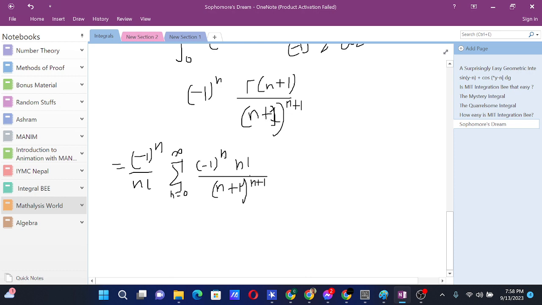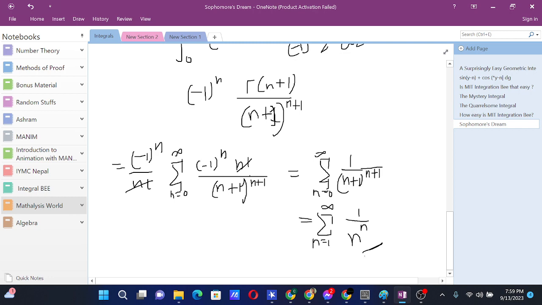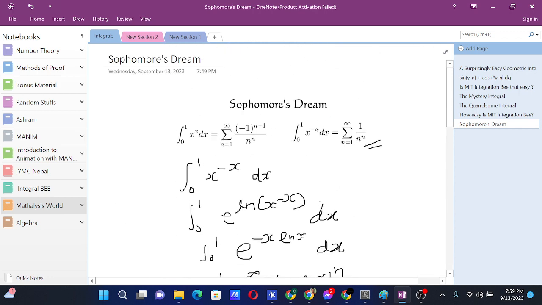Now minus 1 to the power n and minus 1 to the power n will be minus 1 to the power 2n, which is just 1, and the n factorials of course cancel out. So we have the summation from n equals 0 to infinity of 1 by (n plus 1) to the power n plus 1, and now we let n run from 1 to infinity. Then we will have 1 by n to the power n, and that's the proof of this sophomore's dream integral.